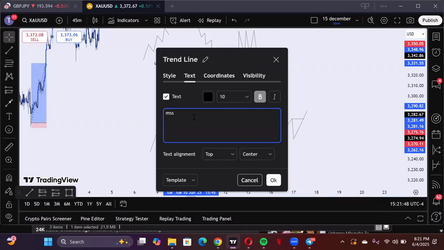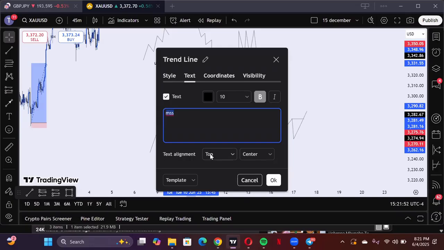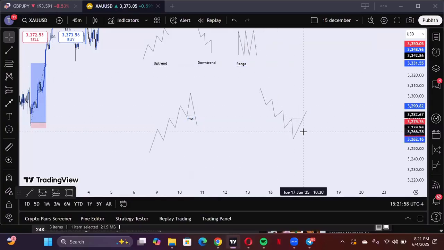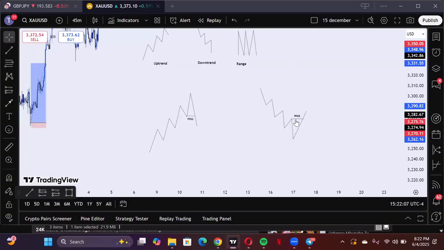So if you had a previous uptrend and the market structure shift occurs, it means that they are now preparing to take this trade to the downside. And if you had a previous downtrend and the market structure shift occurs, it means they're now looking to take this trade to the upside. So that is what market structure shift is used for. It's used for reversals. Are you guys following me?